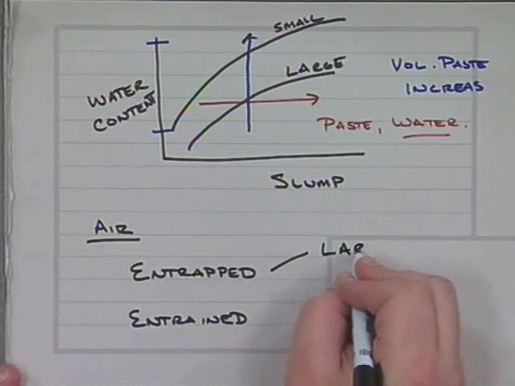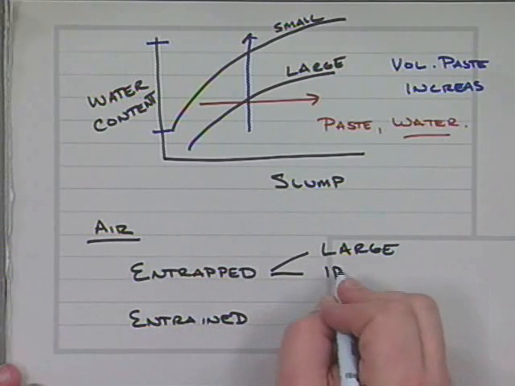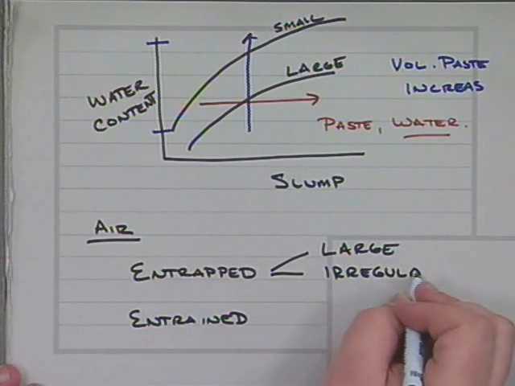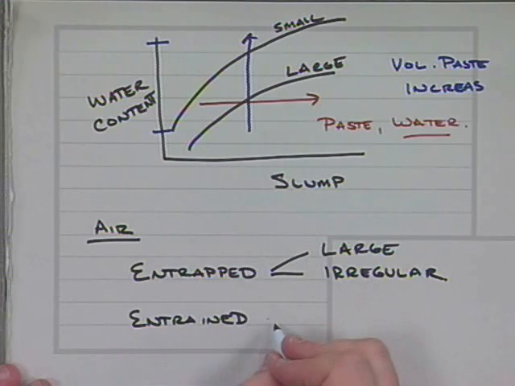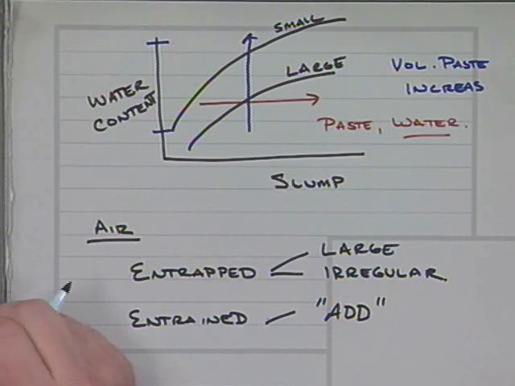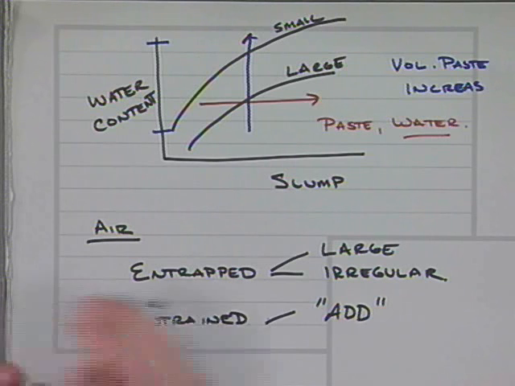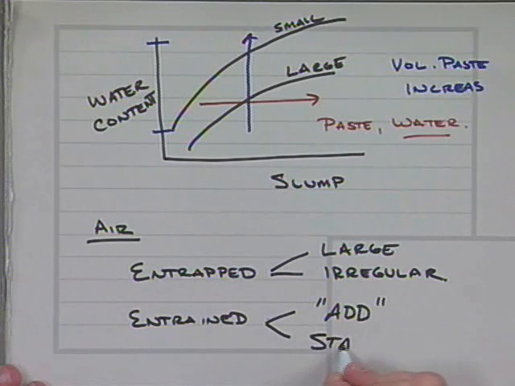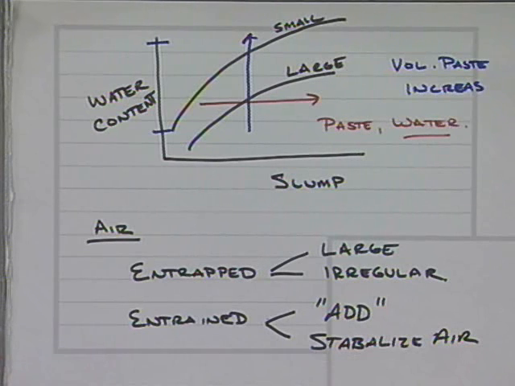Tends to be a little bit larger in size, tends to be a little bit more irregular in size. The entrained air is the air that we are going to, quote unquote, add to the system. And when I say add here, what we're really doing is we are really putting in an admixture, a surfactant that is going to help us to stabilize air in the system. And this stabilized air is going to help us out because it's going to provide a pressure relief inside of the concrete.